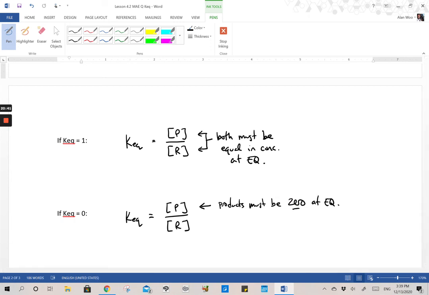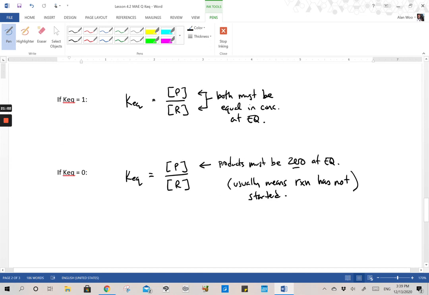If there's no products, it usually means your reaction hasn't even started yet. So it usually means the reaction has not started. Or that you have no products in this reaction, right? Either way, the reaction has not started. If you have reactants and no products, the reaction has not started. Therefore, your equilibrium constant is 0. And that's the only way that you can have an equilibrium constant of 0.